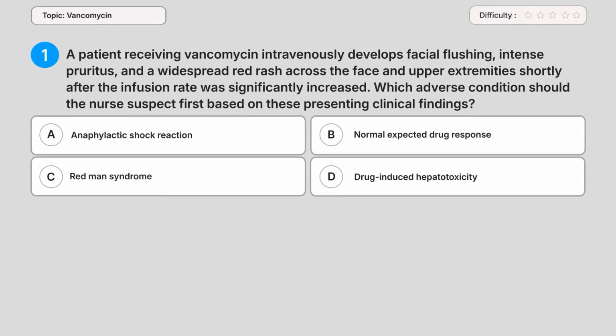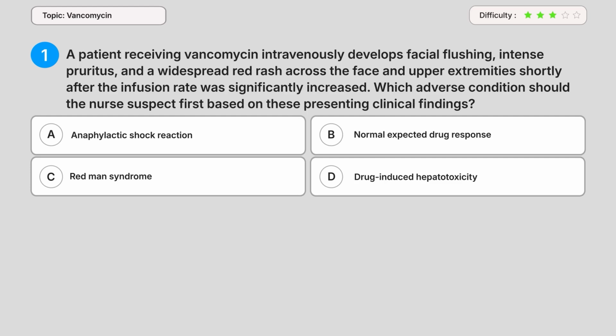1. A patient receiving vancomycin intravenously develops facial flushing, intense pruritus, and a widespread red rash across the face and upper extremities shortly after the infusion rate was significantly increased. Which adverse condition should the nurse suspect first based on these presenting clinical findings?